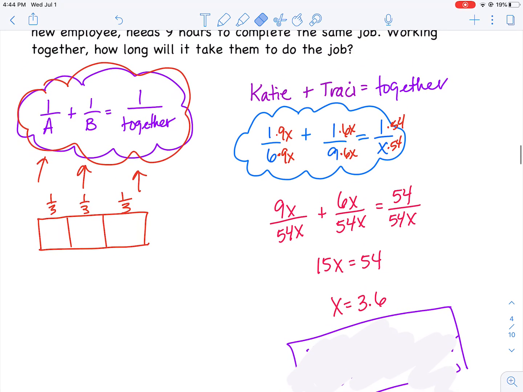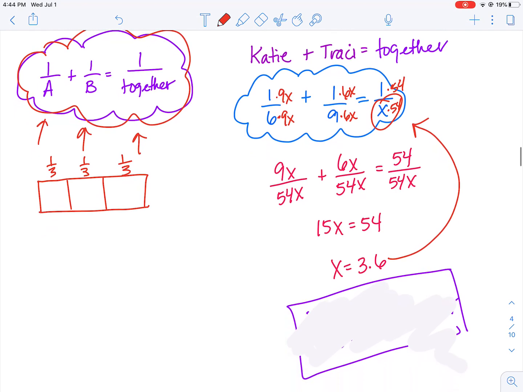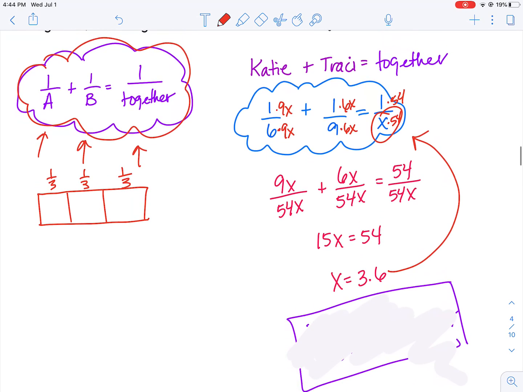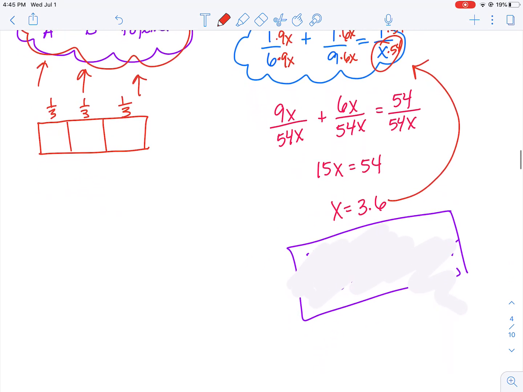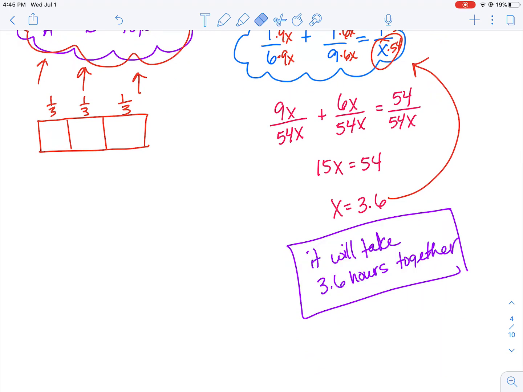Do you remember what x represented in our problem, though? Remember that x represented the amount of time it would take for Katie and Tracy to do the job together. Katie did it by herself in 6, Tracy did it by herself in 9, but working together, they can do the job in only 3.6 hours. So make sure that we label our answer so that we know what it means.